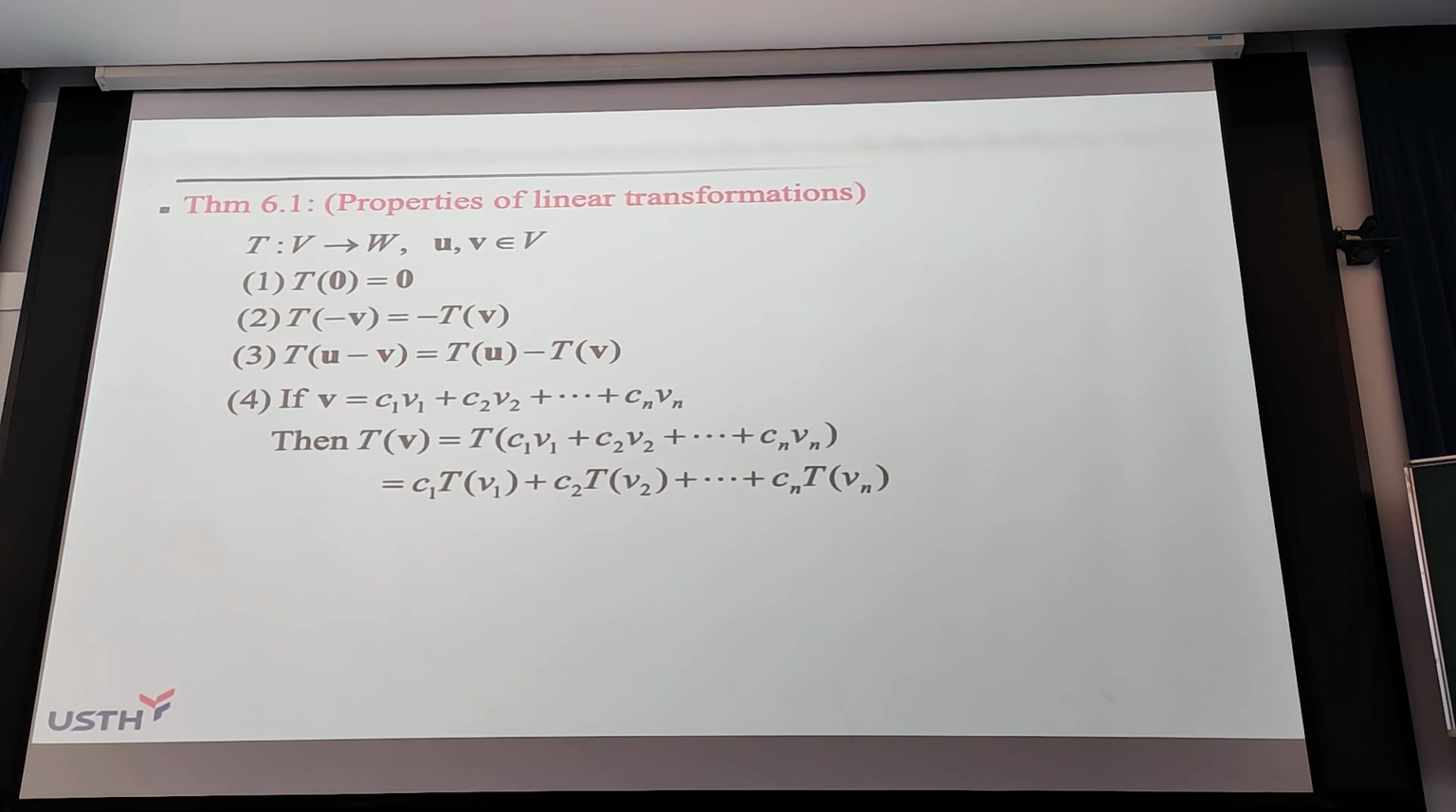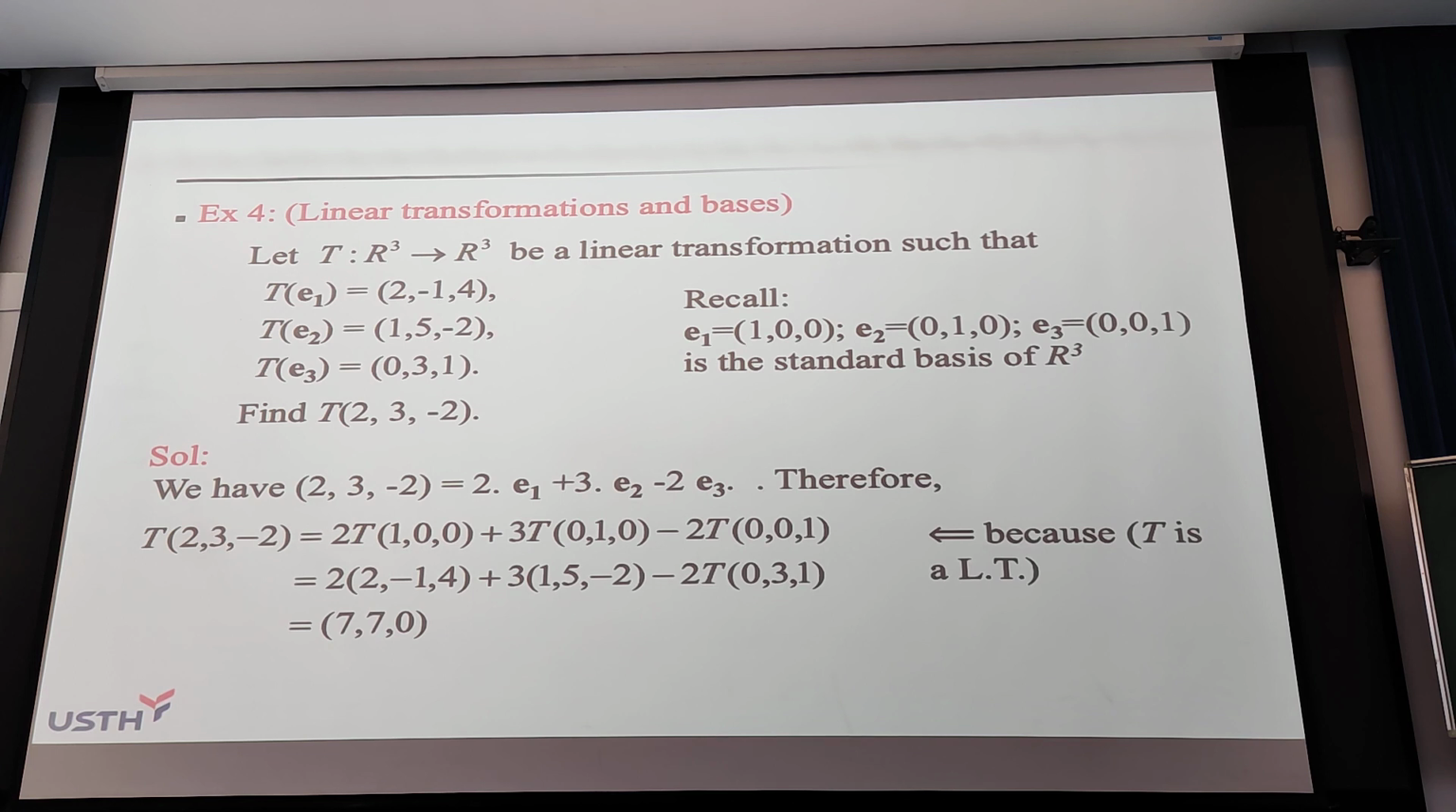Next, we have the four properties of a linear transformation. The first one is here, the second one is there, the third one is here. And I insist that you need to remember property number 4. Property number 4 says that if V is a linear combination of the vectors V1 up to Vn with coefficients C1, C2, Cn, then T of V will again be a linear combination of T(V1), T(V2), T(Vn) with the same coefficients C1, C2, Cn like here.